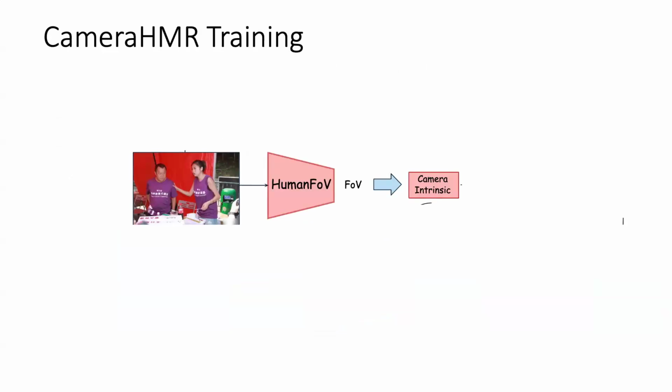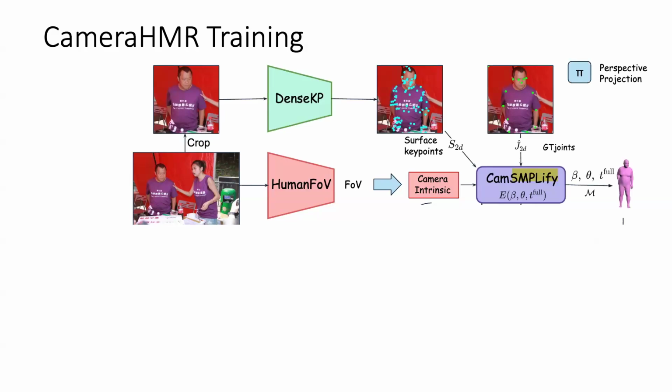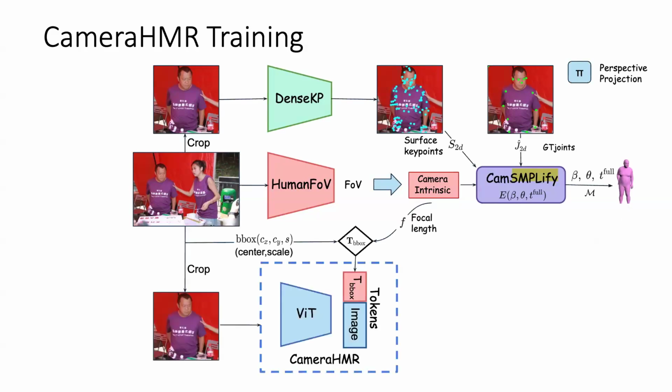Given a single image, we use the whole image to estimate the focal length using HumanFOV. Then we crop out an individual we want to work with. We compute their dense keypoints as well as the regular body joints. We take the focal length, the dense keypoints, and the joints, and we use CamSMPLify, which is what we call it, to estimate the body shape of the person. We also take that crop and the estimated focal length together with the bounding box, and we give it to what we call CameraHMR, which uses a ViT backbone and combines the focal length, the bounding box, and the estimated image tokens, and estimates the 3D pose and shape of the person.